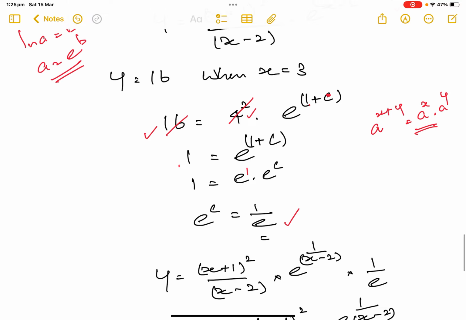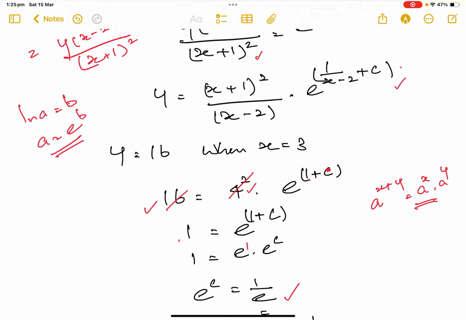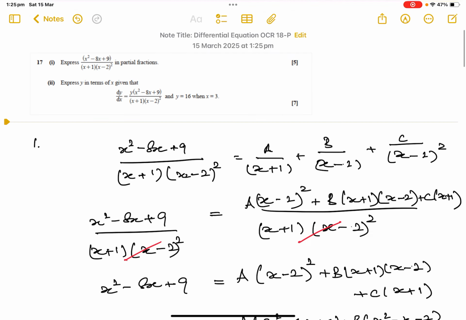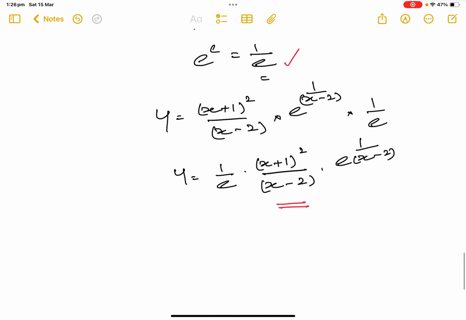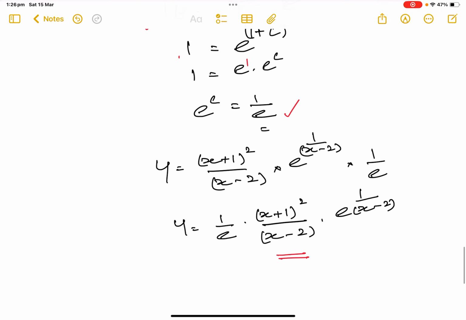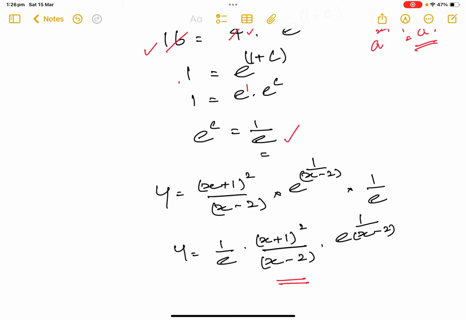So y, we know that, we just got it here. So y equal (x plus 1) squared over x minus 2 times e to the power of 1 over x minus 2. Here we go.